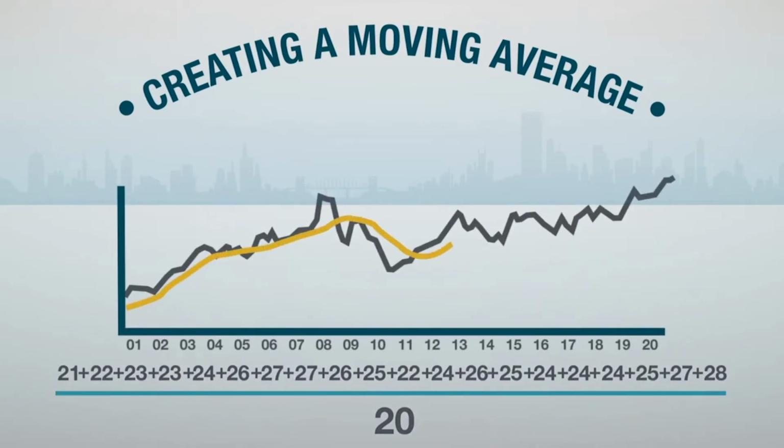Now let me give you an example, guys. If we wanted to calculate the SMA 20 value at the current point, we would add up the last 20 days' closing prices and then divide them by 20.